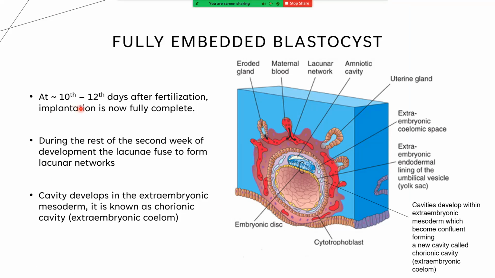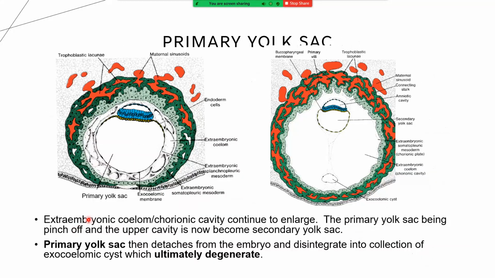Ten to twelve days after fertilization, implantation is now fully complete. During the rest of the second week of development, the lacunae fuse to form lacunar networks. A cavity develops within the extraembryonic mesoderm. Remember, the extraembryonic mesoderm is the loose connective tissue between the primary yolk sac and the cytotrophoblast. The now forming cavity is known as the extraembryonic coelom or chorionic cavity.